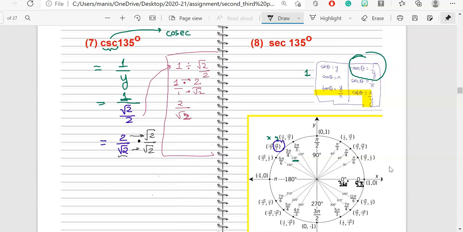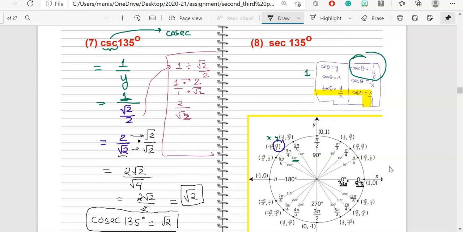So I multiply these two. My answer is 2 radical 2 over radical 2 times radical 2, which gives you radical 4. What is radical 4? 2. So 2 radical 2 divided by 2. This will cancel out, and your final answer is radical 2 for this problem. So I can say cosecant of 135 degrees is radical 2. That's my answer.